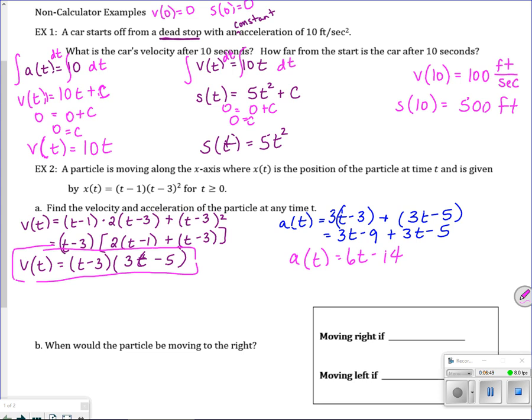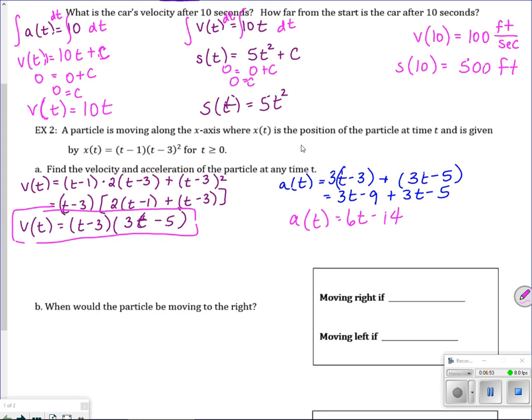Now, let's look at what the next question says. And we've kind of talked about this before. When would the particle be moving to the right? So here's what you've got to understand with these particle problems.